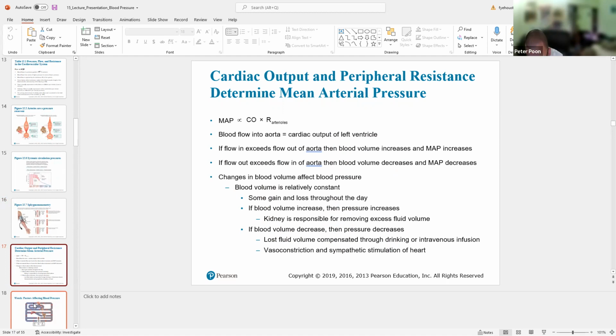The next equation that you have to understand: mean arterial pressure is equal to the cardiac output times the resistance of the arterioles. Blood flow into the aorta is equal to the cardiac output of the left ventricle, right? That should make sense. Everything that comes out of the heart goes into the aorta. That's the only place where it can go.